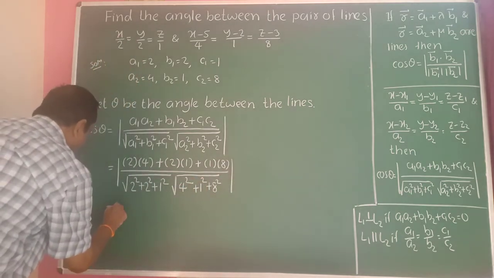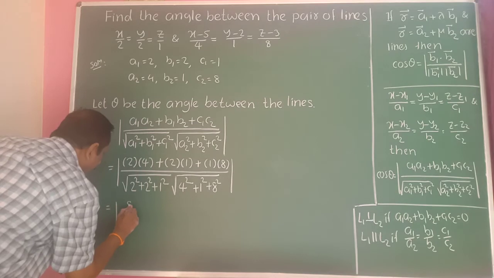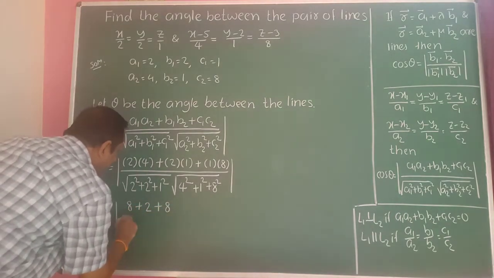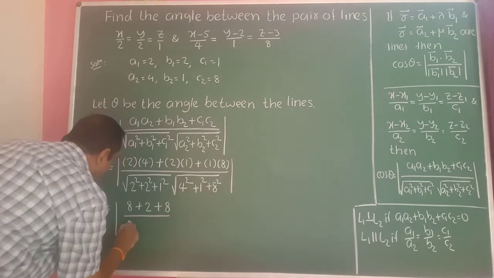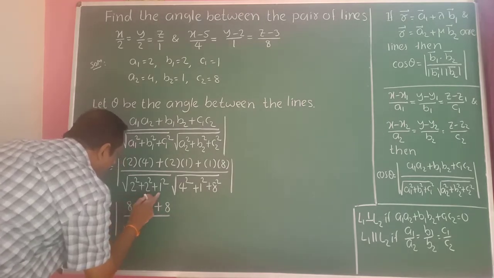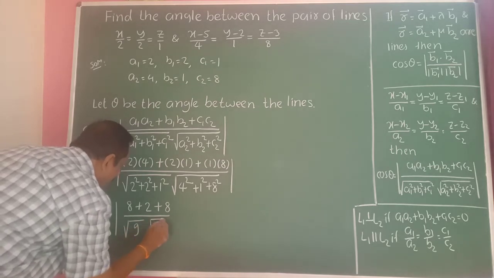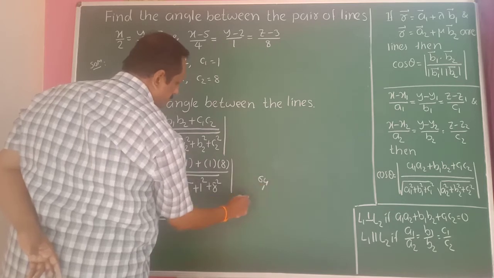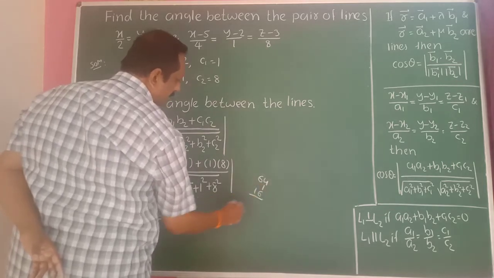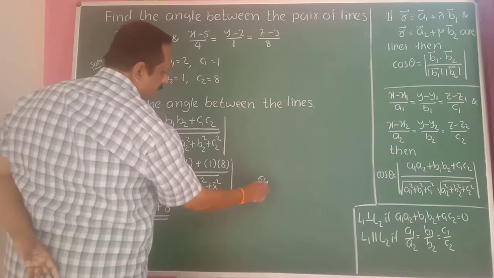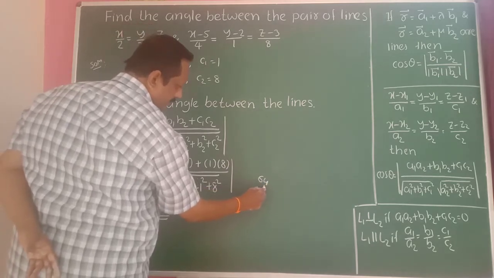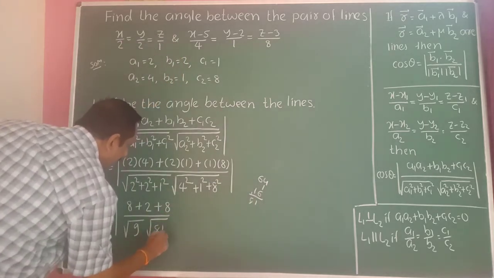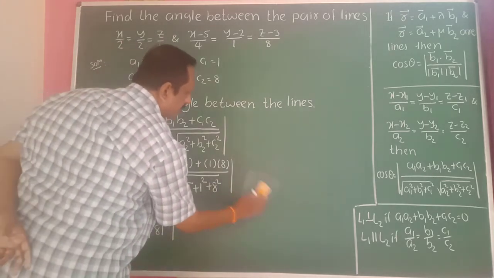Therefore this is equal to modulus of 4 twos are 8 here, then plus 2 ones are 2, plus 8 ones are 8, divided by root of 4 plus 4, 8, plus 1 is 9 here, root of 9, root of 8 square 64, 1 square is 1 and 4 square is 16 here. Then 64 plus 16 is 80, plus 1 is 81. Root of 81.